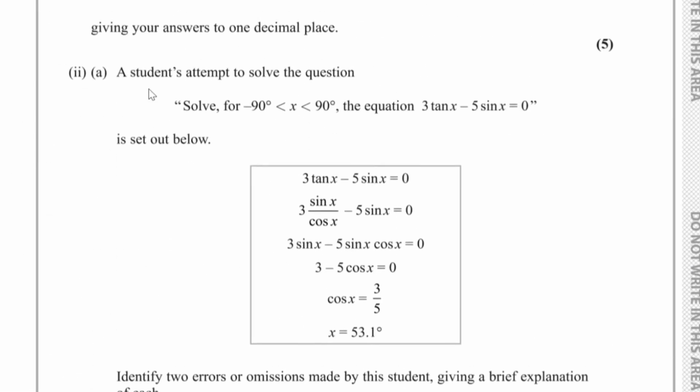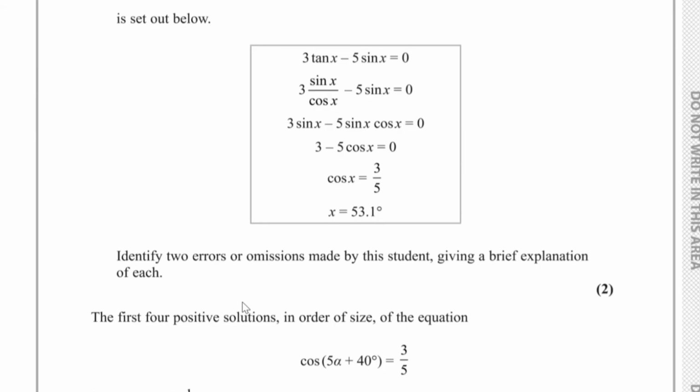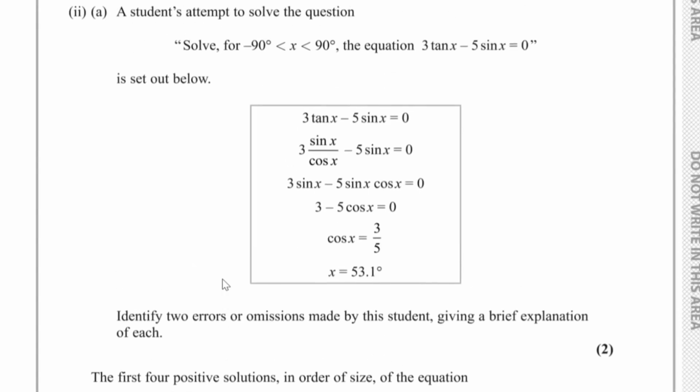Now for the next part of the question. A student's attempt to solve, for x being in between minus 90 and 90, the equation 3 tan x minus 5 sin x equals 0 is set out below. We have to identify two errors or omissions made by the student, giving a brief explanation of each.